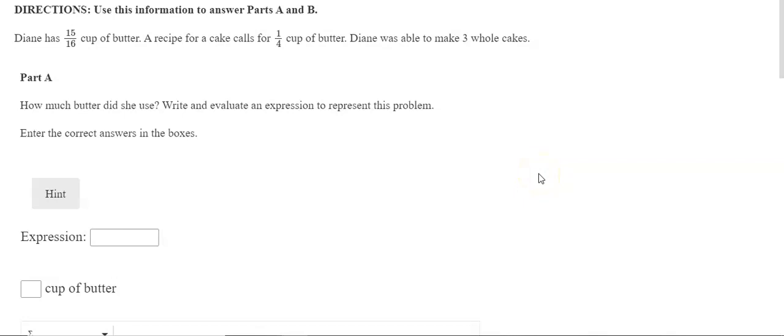Number 7, Diane has 15/16 cups of butter. A recipe for a cake calls for 1/4 cup of butter. Diane was able to make 3 whole cakes. How much butter did she use?